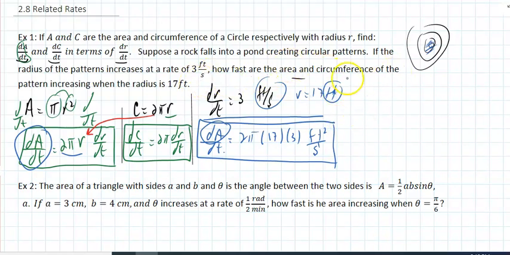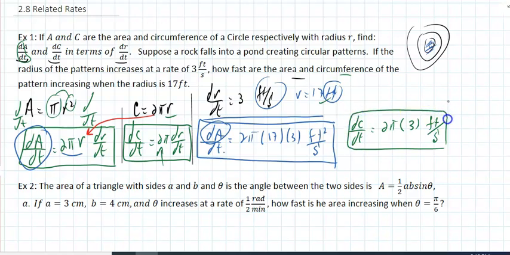And if they say how fast is the circumference changing, well, there's the circumference. The circumference is changing at a rate of 2 pi times dr/dt. It's independent of the radius. So that's 6 pi, and circumference is in feet per second. That's kind of like the perimeter, but it's not a polygon, so we give it a special name of circumference.